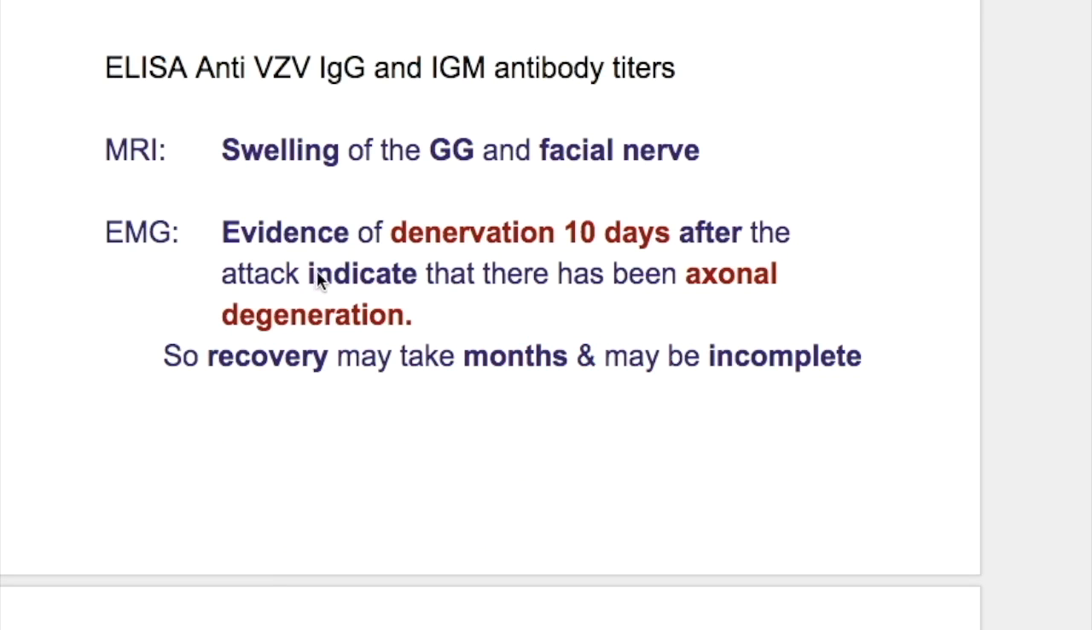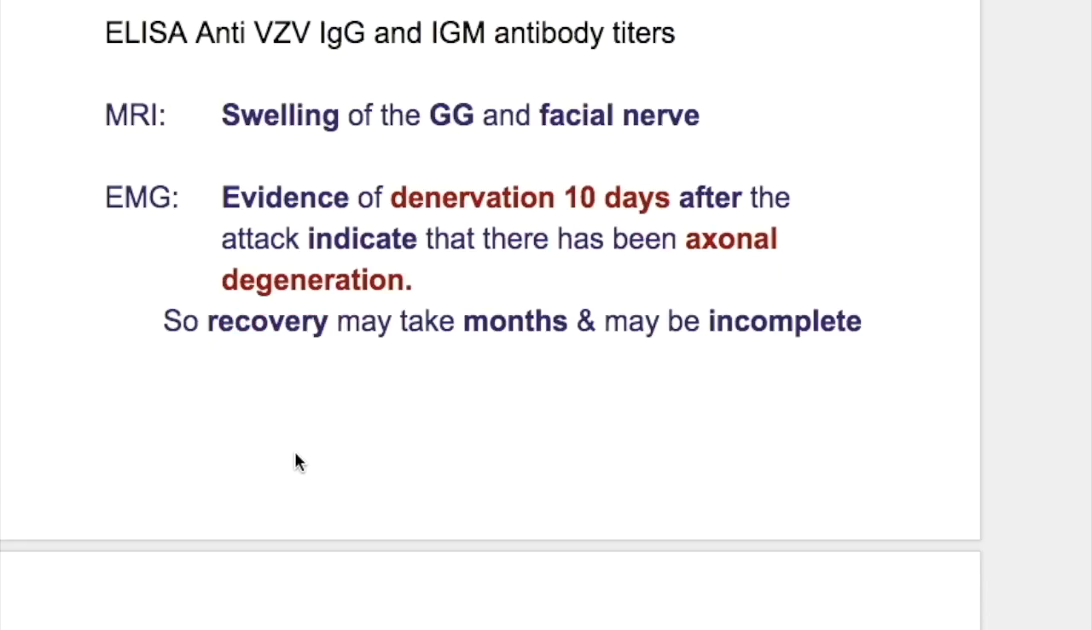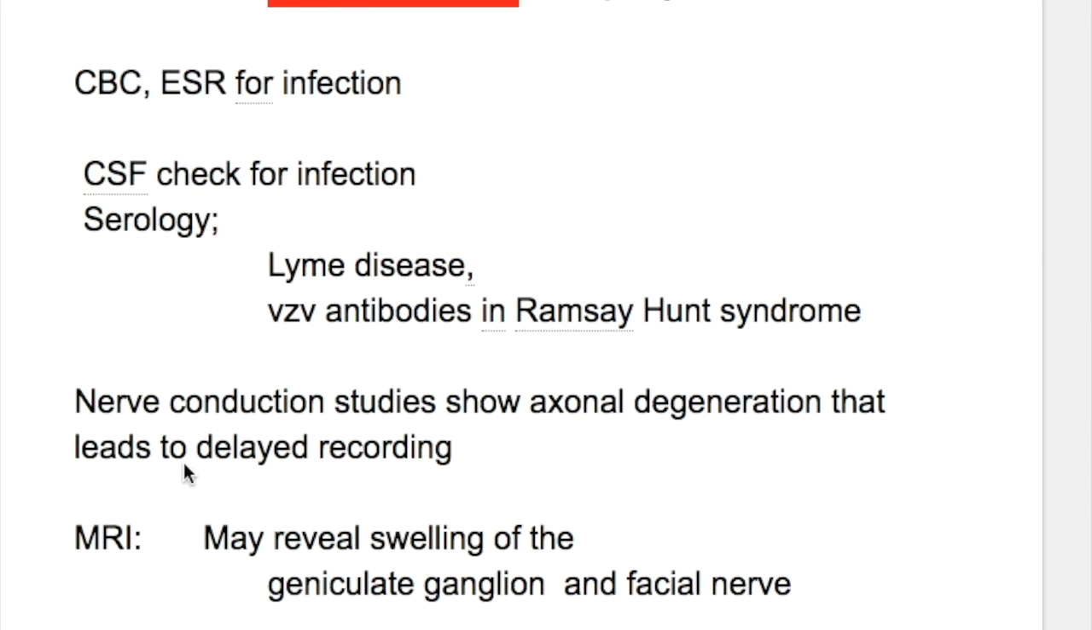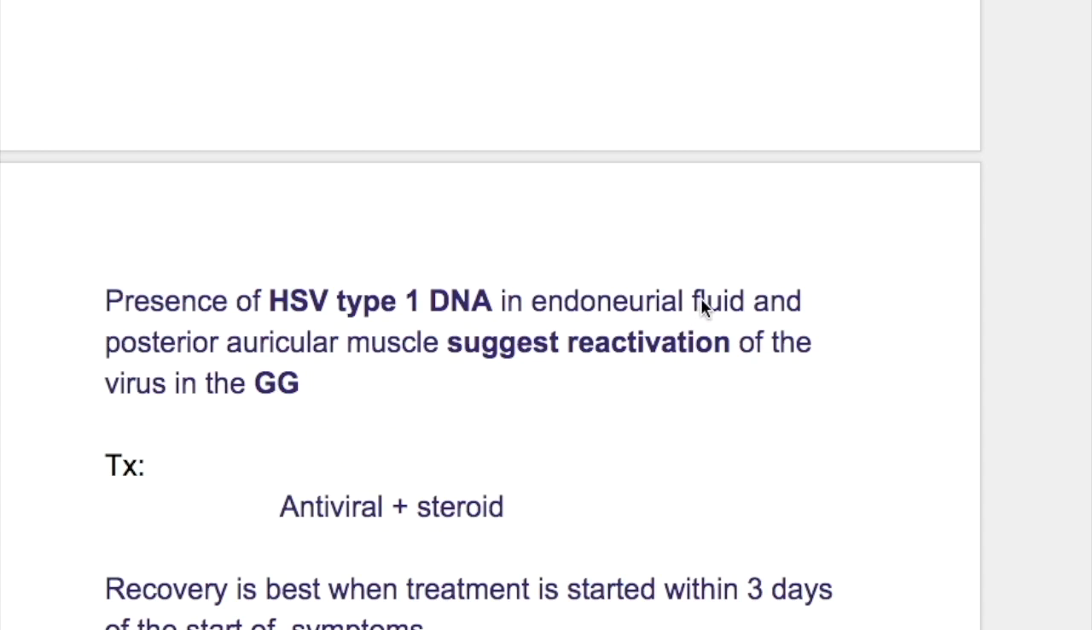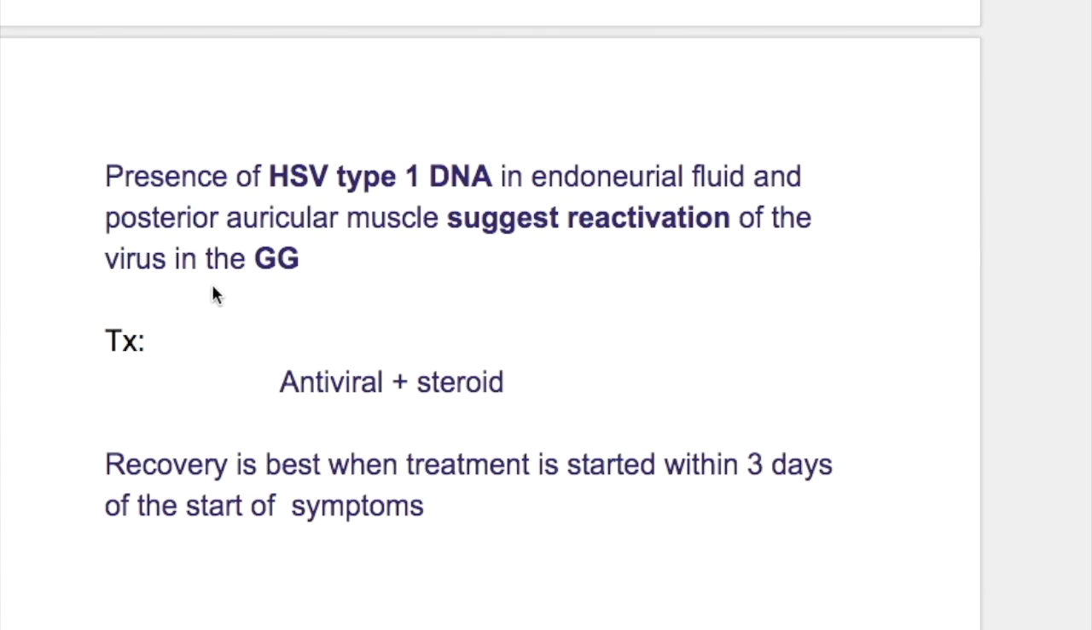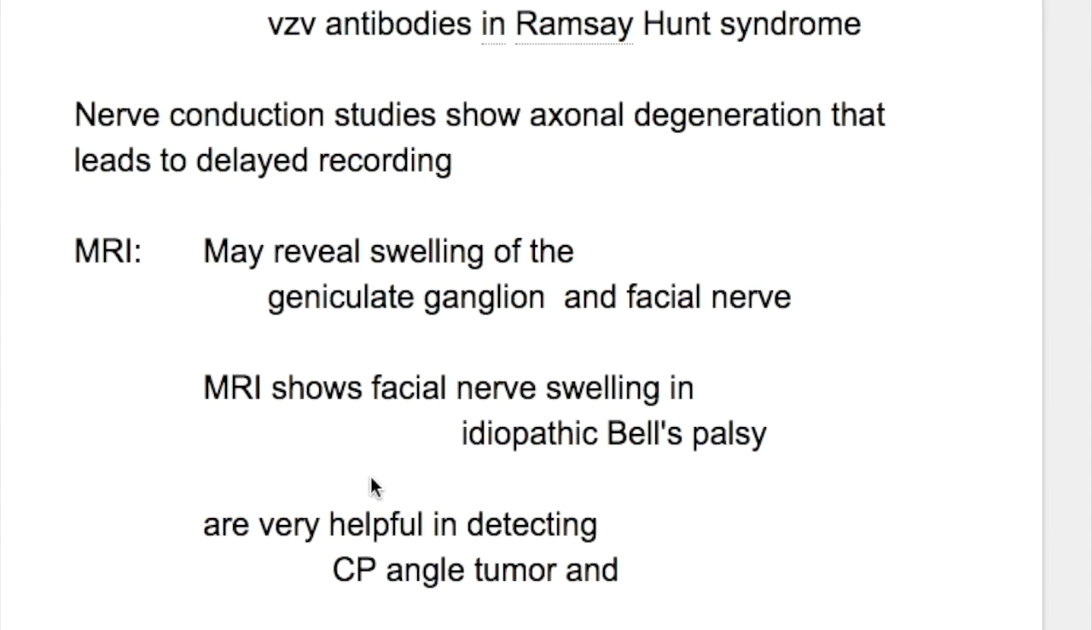EMG shows evidence of denervation 10 days after the attack, indicating that there has been axonal degeneration. So recovery may take months and may be incomplete. Nerve conduction studies show axonal degeneration that leads to delayed recovery. And in the endoneural fluid test, presence of herpes simplex virus type 1 DNA in the endoneural fluid and posterior auricular muscle suggests reactivation of the virus in the geniculate ganglion.